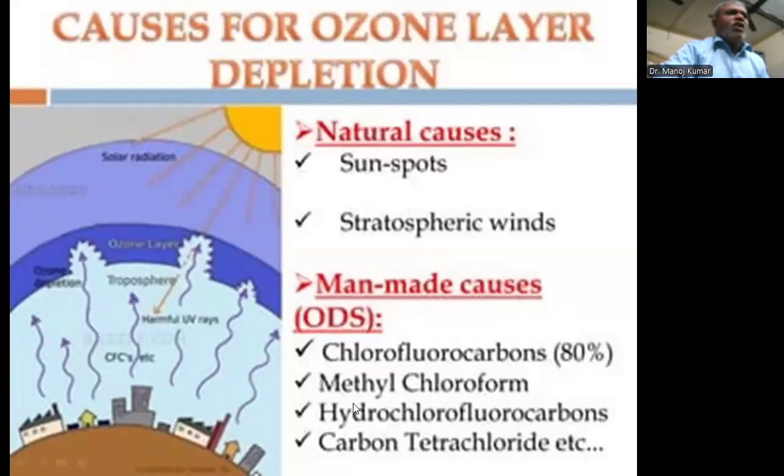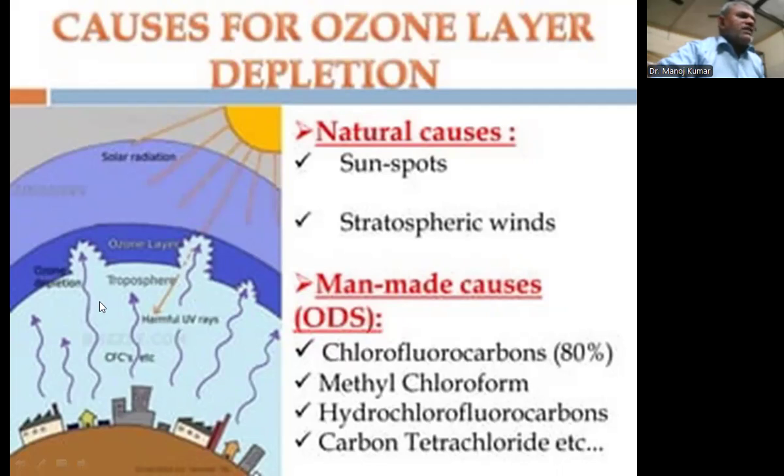What are the causes of ozone layer depletion? Natural causes include sunspots, which are the main natural cause. Stratospheric winds sometimes appear, which is also a cause of ozone layer depletion. The man-made causes are chlorofluorocarbons. 80% of the depletion is due to chlorofluorocarbons, methyl chloroform, hydrochlorofluorocarbons, carbon tetrachloride, etc.